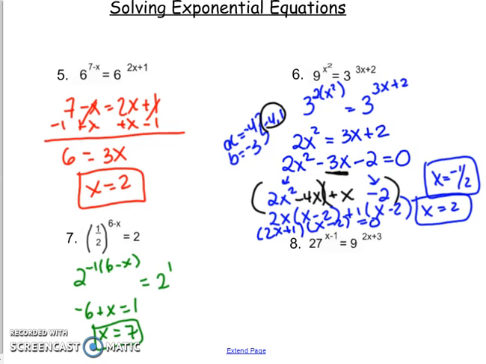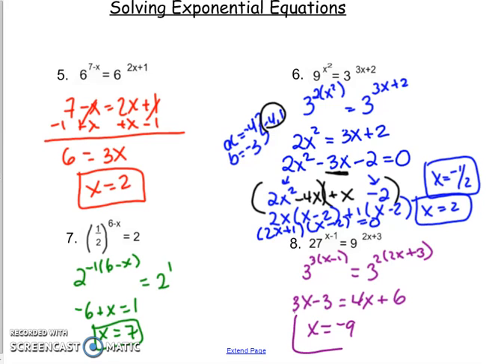And in the last one, 27 and 9 become 3 as a base. So 27 will be 3 cubed, and then we have x minus 1. 9 is 3 squared, and we have 2x plus 3. So since the bases now are both 3's, we're going to have 3x minus 3 equals 4x plus 6. And we're going to bring our x's together and our other terms together. So we end up with x equals -9.